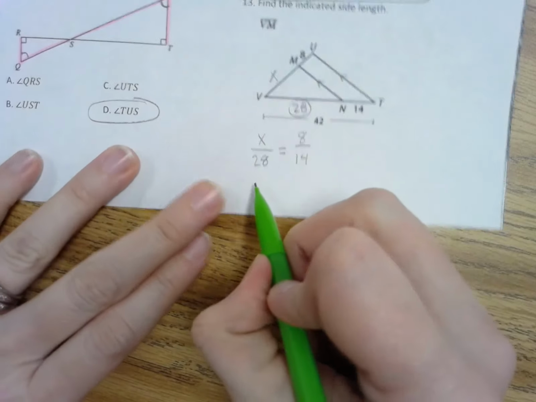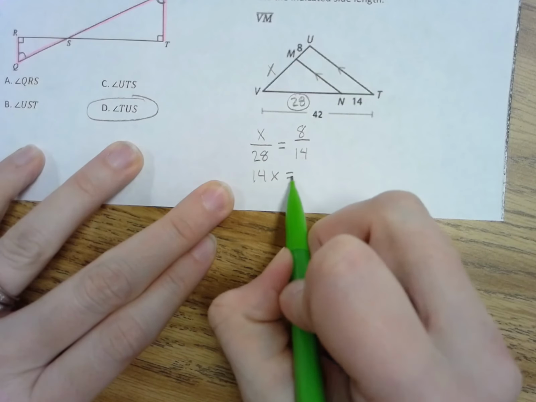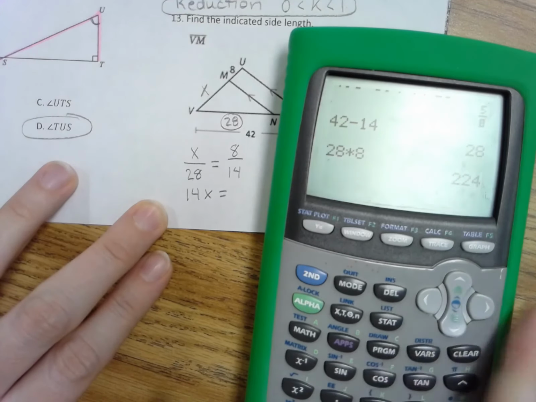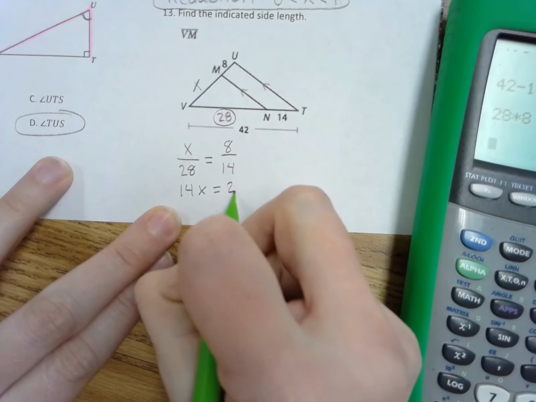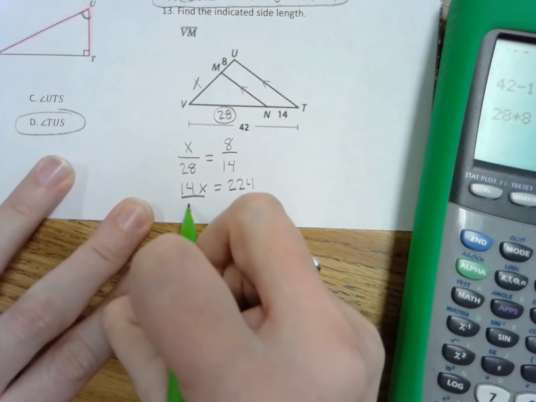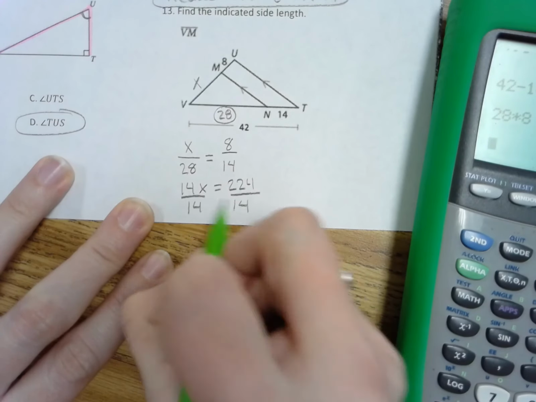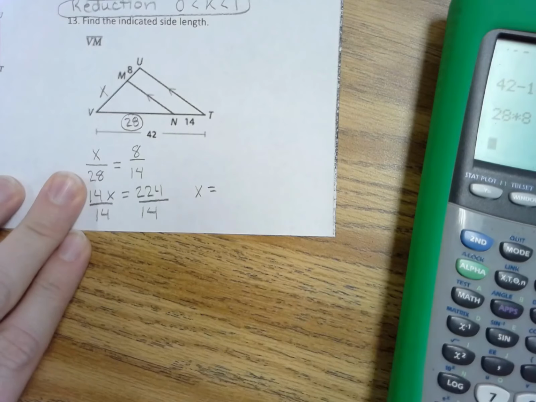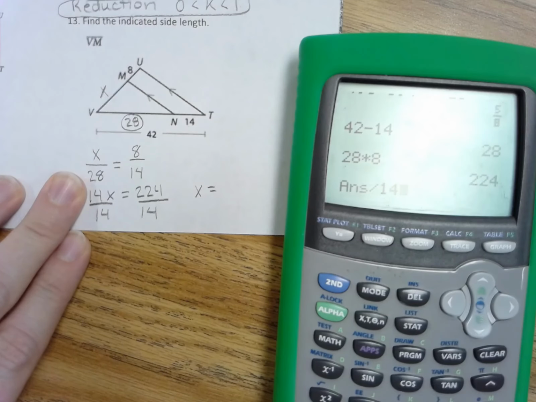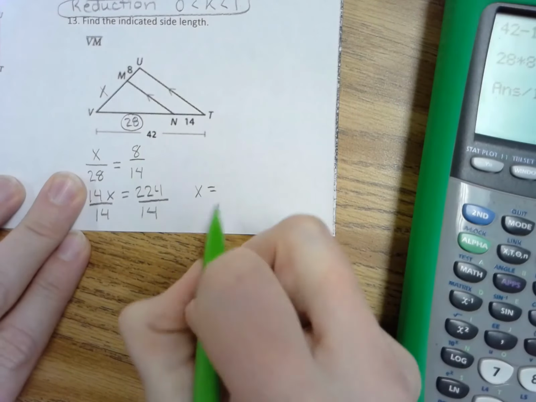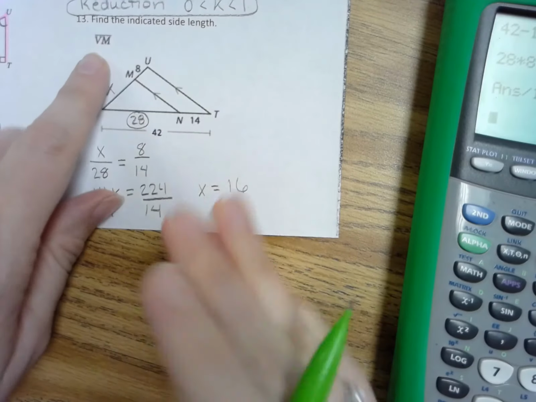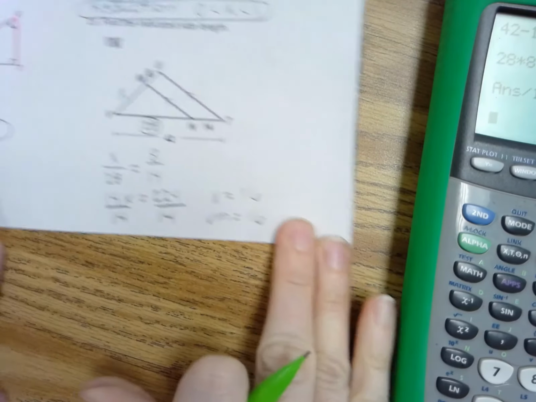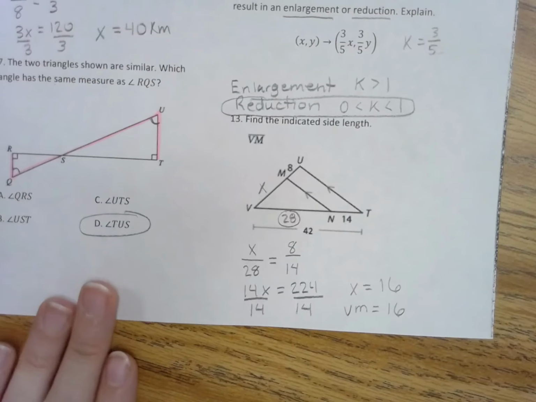Cross multiply, so we get 14x, 28 times 8 gives us 224. And we will divide that by 14 on both sides to get our x. So that gives us, dividing by 14, we get x equals 16, when actually it was asking for VM, so VM equals 16.